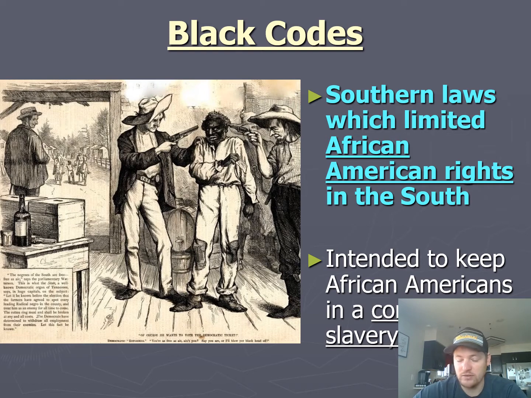If you've ever heard of Jim Crow laws, these are laws in the South in the 1960s that wouldn't allow African Americans to eat in certain restaurants. They can't go to the same schools, things like that. These black codes are very similar, and it's going to make it very difficult for African Americans in the South to exist. It's not slavery, but it's still keeping African Americans down.